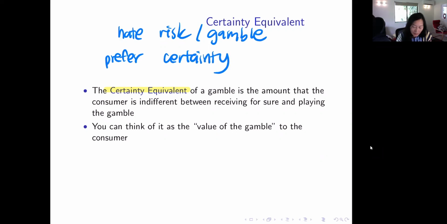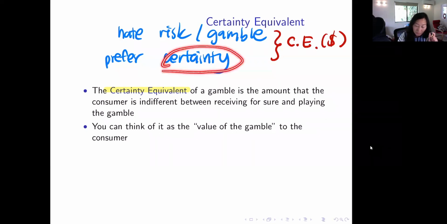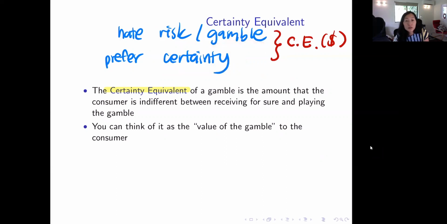So there is this gap, this difference that makes this individual prefer certainty to the risk. But if we compensate this consumer with a certainty equivalent, some dollars, right? So that this consumer becomes indifferent between choosing the gamble or certainty, that's what is called the certainty equivalent. Okay. So you can also think of it as the value of the gamble to the consumer.